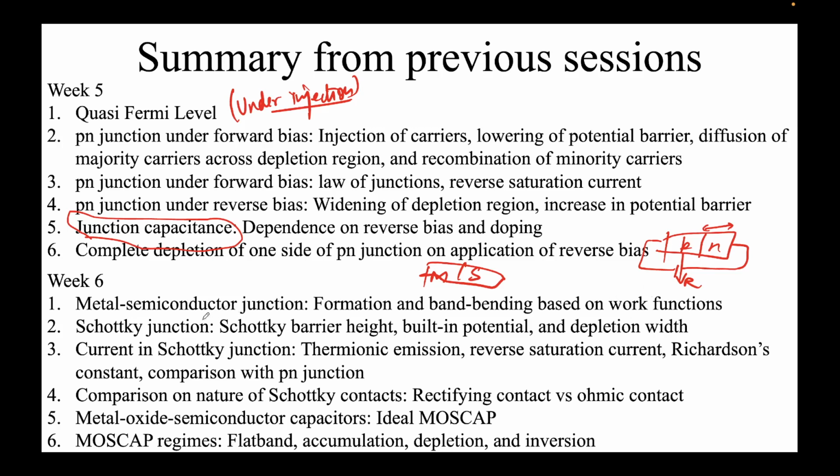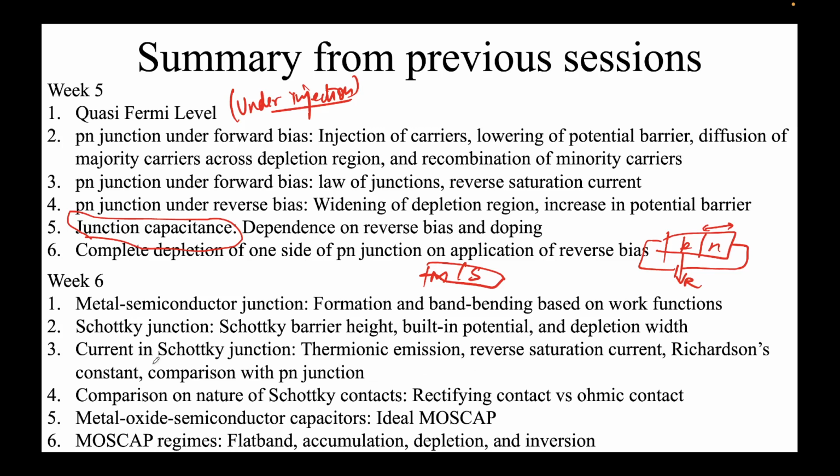A metal-semiconductor junction is also known as a Schottky junction. These are again some key terms that came up: barrier height, built-in potential, and depletion width. Finally, we saw the current in the Schottky junction. The difference here is that the current is due to thermionic emission. Thermionic is made of two words, thermo plus ionic. This means the carriers, in this case electrons and holes, are emitted due to temperature, not due to diffusion or injection. So it has a strong dependence on temperature, which you also saw in the reverse saturation current as well as the Richardson constant. Just go through the lecture slides or the videos for more details.